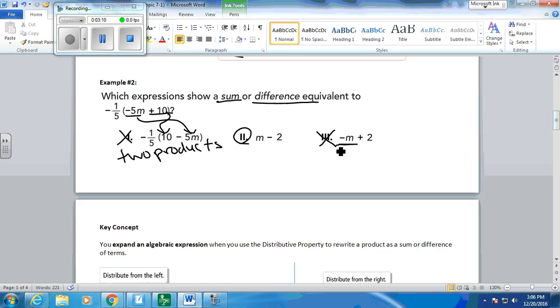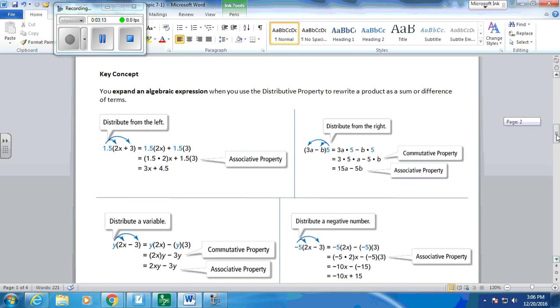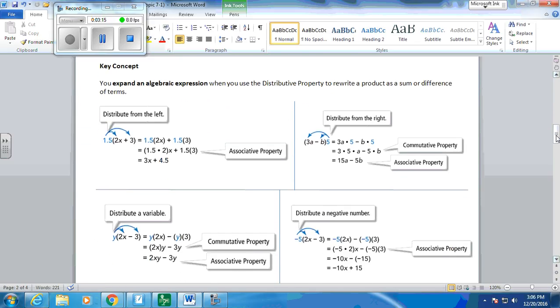Now, the next page is just a big bunch of key concepts. It says that you can expand an algebraic expression when you use the distributive property to rewrite a product as a sum or difference of terms. And what they are showing you here is how you can apply the distributive property even if the number is not necessarily on the left. This one here is our traditional way that we normally use the distributive property. Our number here is on the left. They're distributing that 1 5/10 to both terms inside the parentheses.